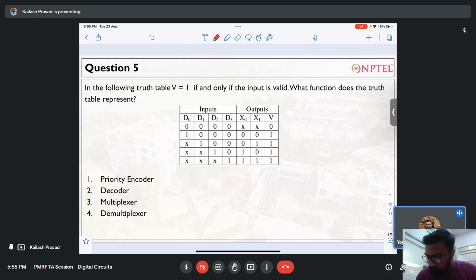Now I have one more question for you. This is my truth table. You have to tell me which logic it is. Is it a priority encoder, a decoder, a multiplexer or a demultiplexer? I have four inputs, D0, D1, D2, and I have two outputs, X0 and X1. Valid is such that if valid is 1, then only you should take the input. So you just have to focus on this part.